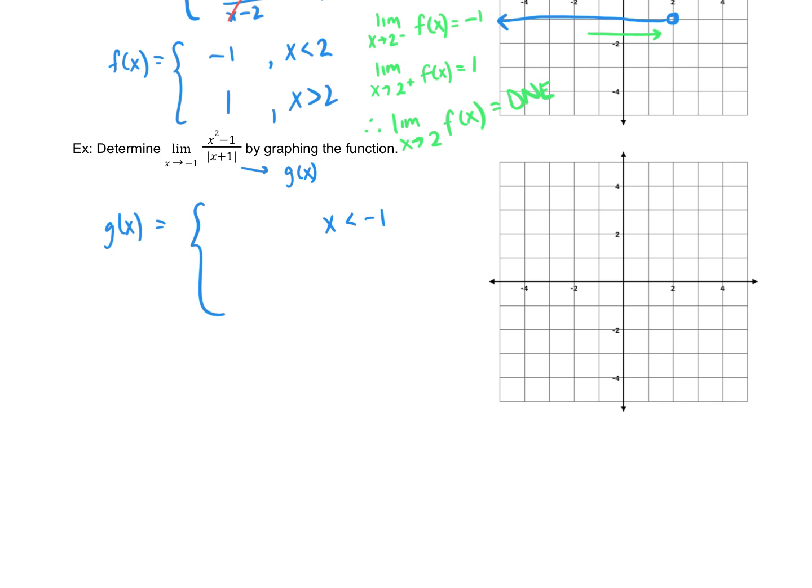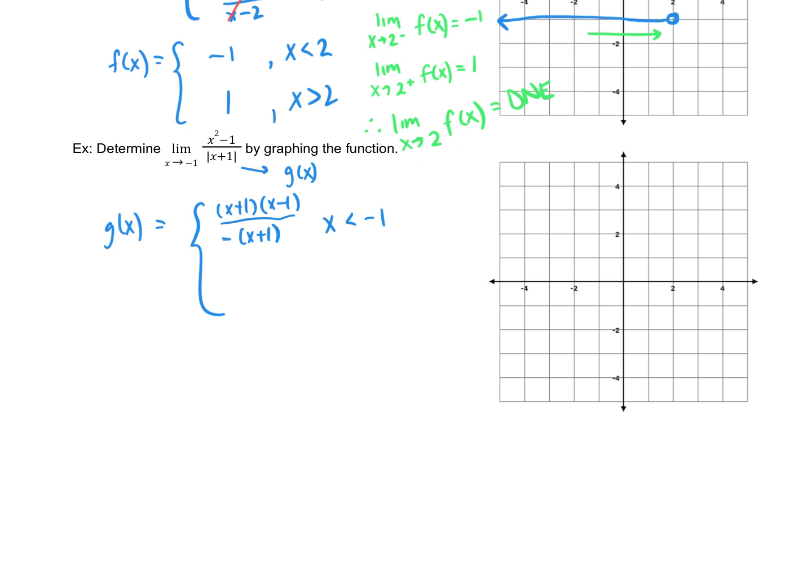Well, in the numerator, I'm going to turn x squared minus 1 into (x plus 1)(x minus 1). And in the denominator, if we plug in a value less than -1, x plus 1 will be negative. How can we fix that and turn it positive? By multiplying it by a negative value.